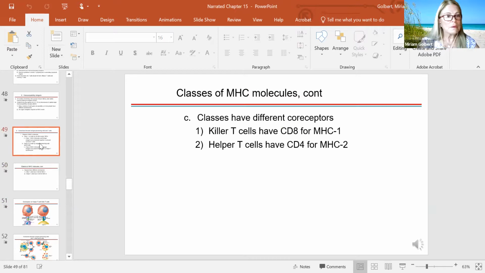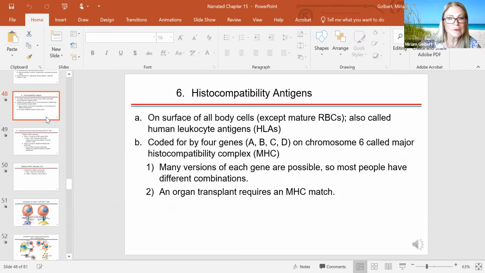So let me see if we have it here. Yeah. So what are the histocompatibility antigens, MHC? They are in every single body cell on the surface, except the mature red blood cell. Another word for those, you may have heard this one, is the human leukocyte antigens, HLAs. Has anybody heard of that one? HLAs?